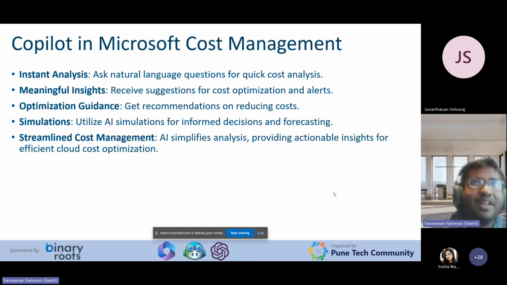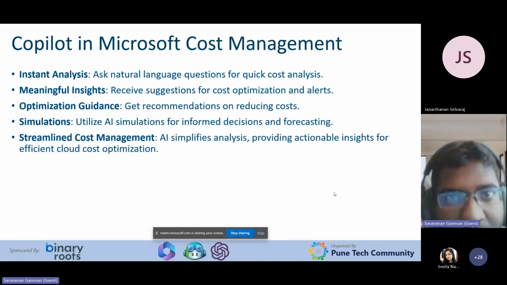Instant analysis means, for example, if I have Copilot in my Microsoft Cost Management page of Azure, I can ask it instantly. If I use two cores of my virtual machine in the East US region, it will tell me instantly. But before Copilot, I needed to go to the Azure pricing calculator, calculate it there, and send the Excel to them.